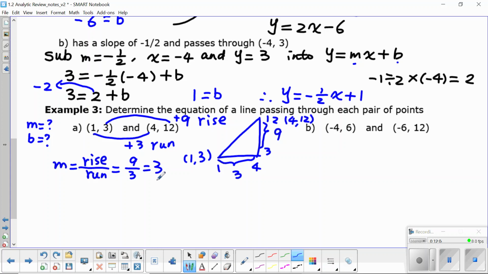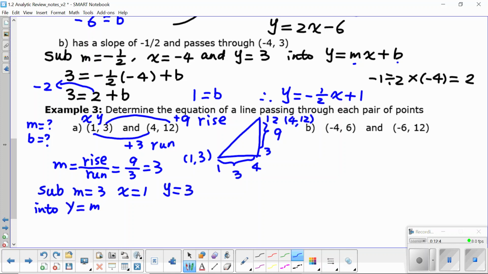Once we have the slope, we could use the method in example 2 by substituting the slope and one of the points. Both of them work. They will give you the same b value, so we pick the easier one. So x equals 1, so we sub m equals 3, x equals 1, y equals 3 into y equals mx plus b.